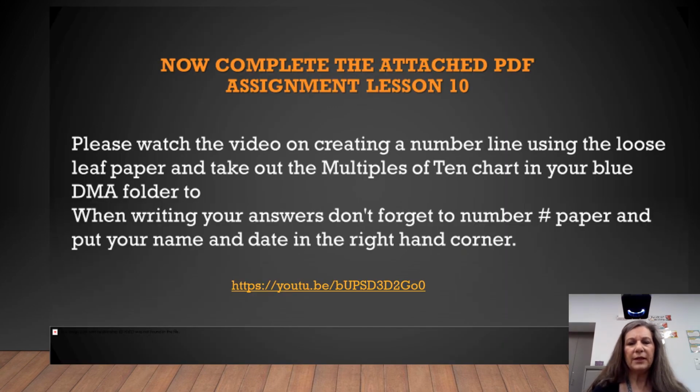Now you're going to complete an assignment, lesson 10, on rounding to the nearest 10 and 100. Please watch the video, and also if you haven't had a chance, you may want to watch the video on how I had you create a number line using loose leaf paper and where your multiples of 10 chart is in your blue DMA folder. Please remember, when writing your answers on a piece of paper, don't forget to number your paper and put your name and date in the right-hand corner.